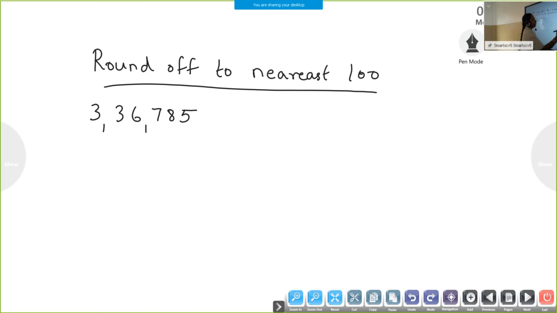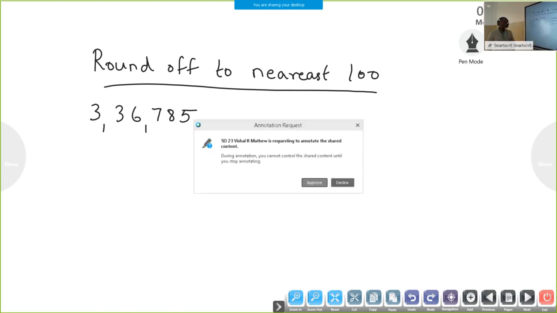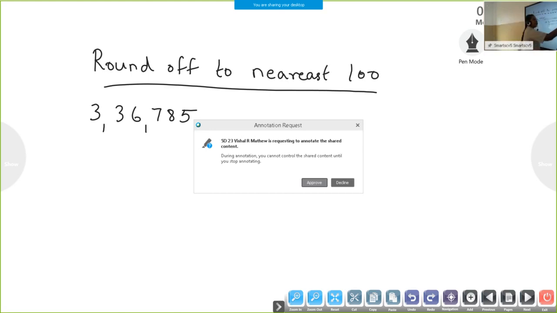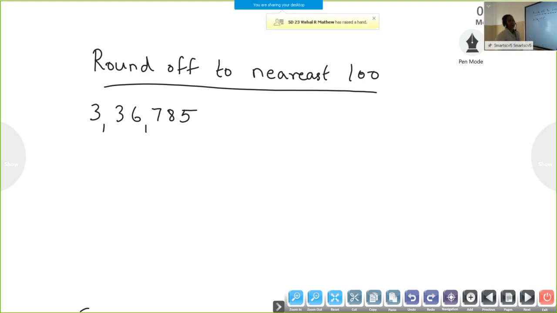Take the number 3,36,785. The question is to round off the number to the nearest 100. So what do we do? We have to underline the digit in the hundreds place, since the question is to round off to the nearest 100. Because when you add 1, there should not be any confusion. That is why you underline; no problem for the exam also.